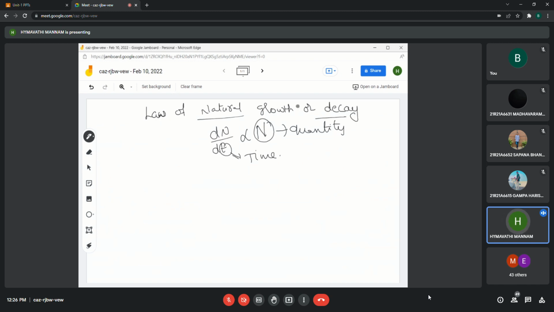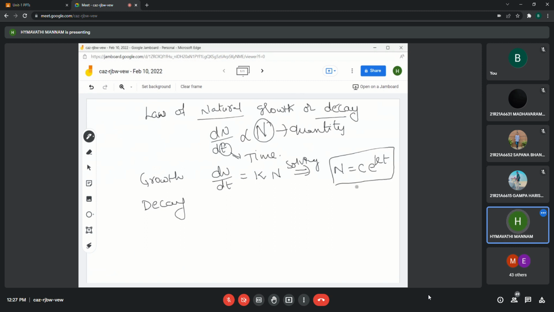So in natural growth or decay, two cases are there. The first one is growth and the second one is decay. If the problem is growth, then you take the proportionality constant as plus k into N. After solving, you get N is equal to c into e power kt as the solution. And next is the decay.